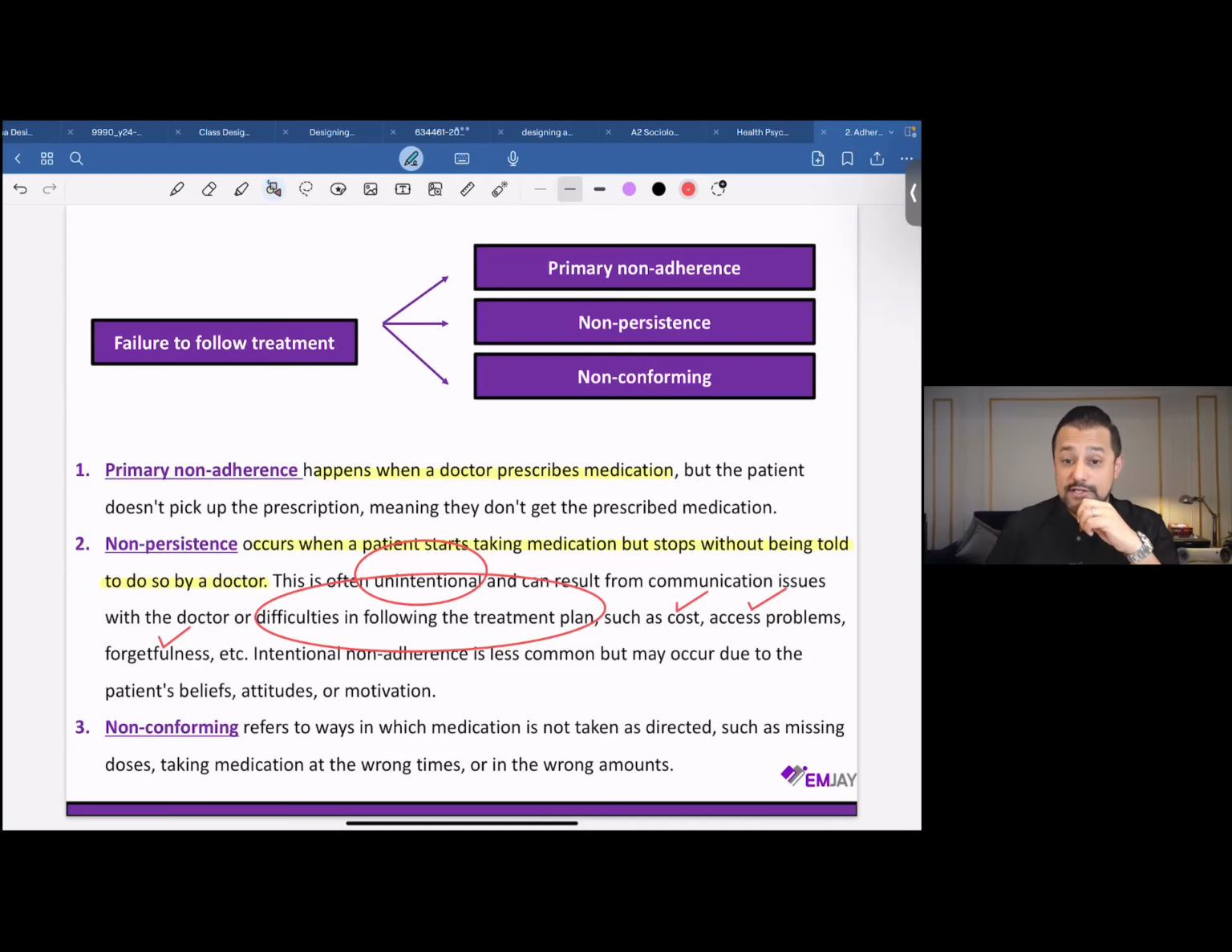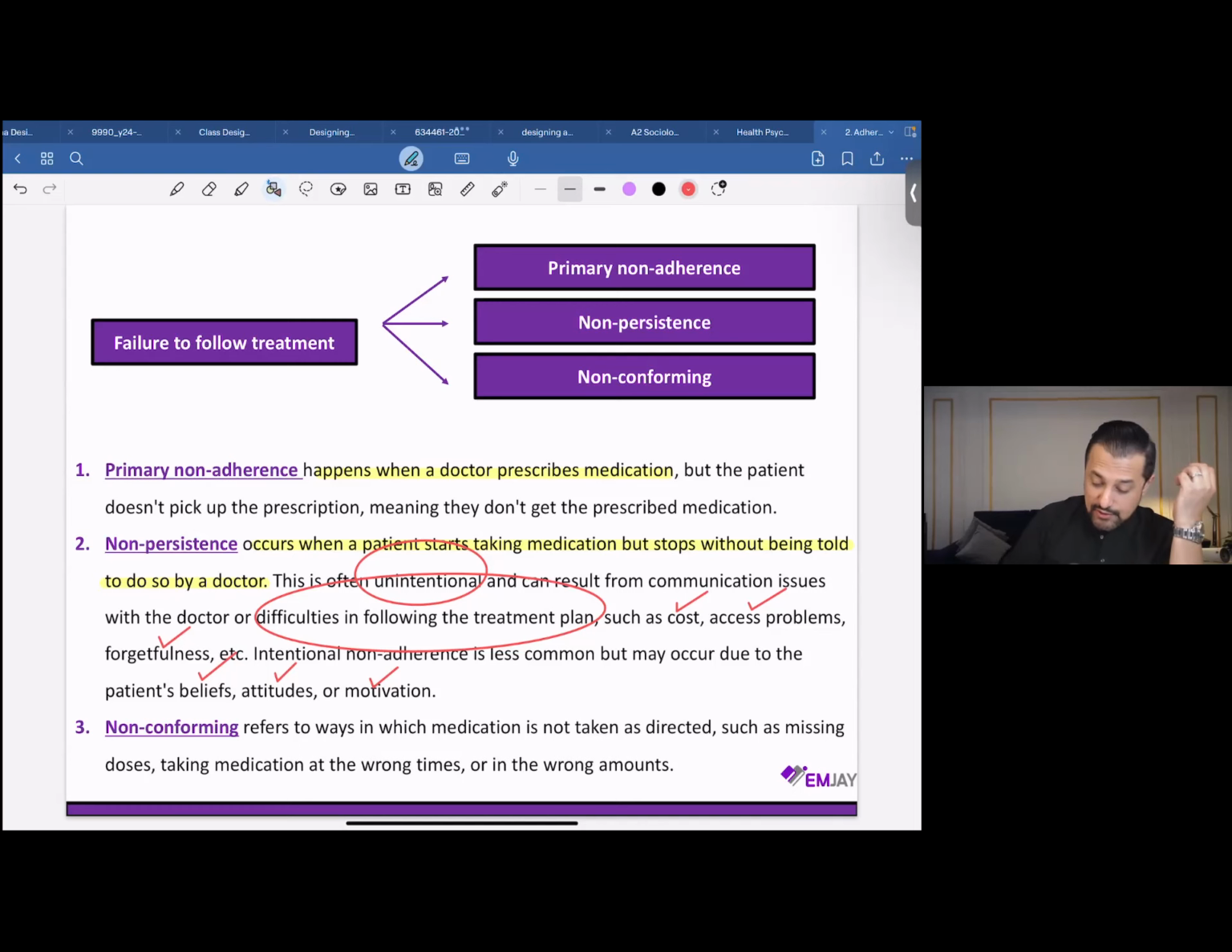So, intentional non-adherence is less common but may occur due to the patient's beliefs. Now, the patient's beliefs over here matter as well. For instance, if the patient believes that the medicines that have been prescribed to him or her might not really be helpful, or the patient believes that the symptoms aren't severe enough that a proper medication needs to be taken. That could be a reason as well. Number two, the attitude. Number three, the level of motivation, how motivated they are to fix their health related issues.